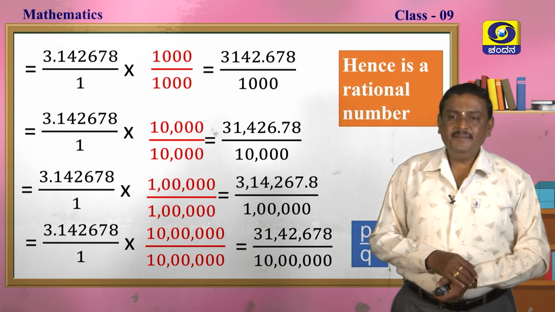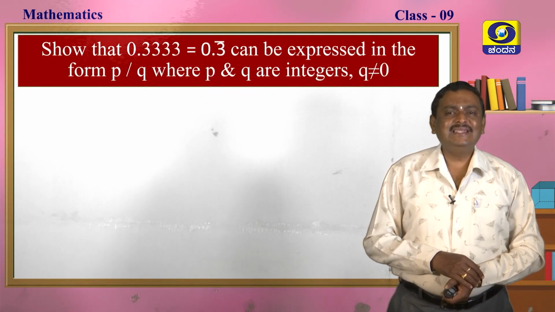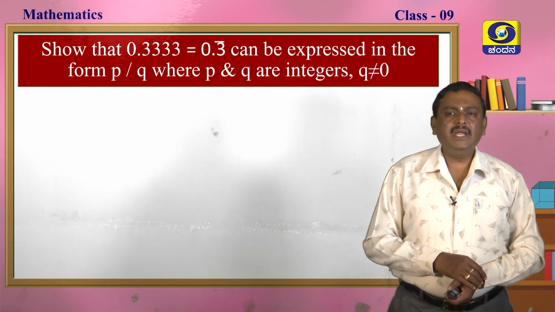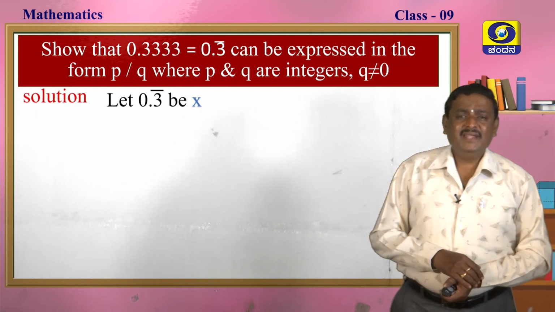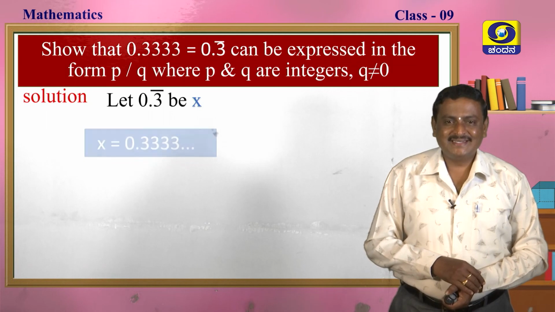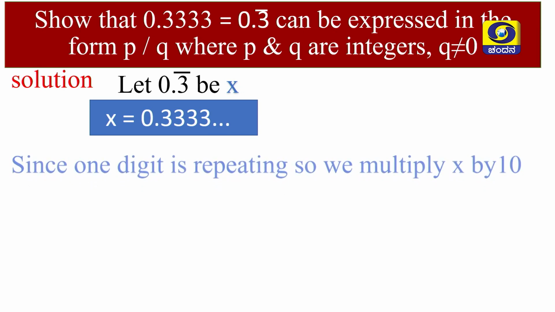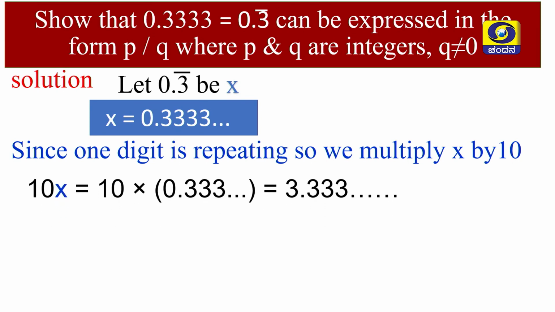Okay. Hence, it is a rational number. Now, show that 0.333, that is 0.3 bar, can be expressed in the form of p by q, where p and q are integers, q is not equal to 0. Let 0.3 bar be x, so x is equal to 0.333333 like that. Since one digit is repeating here, we multiply x by 10. So 10 into x, 10x, is 10 into 0.3333, that is we will get 3.3333.